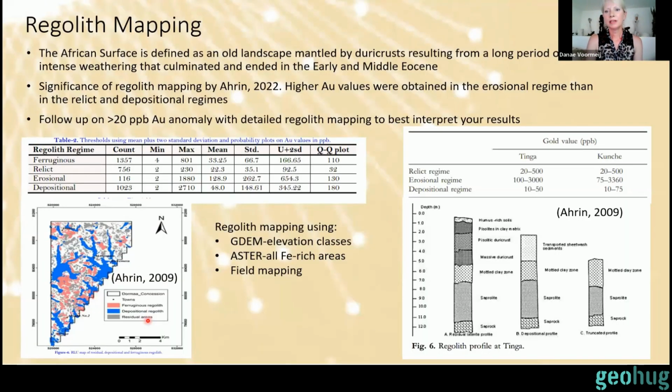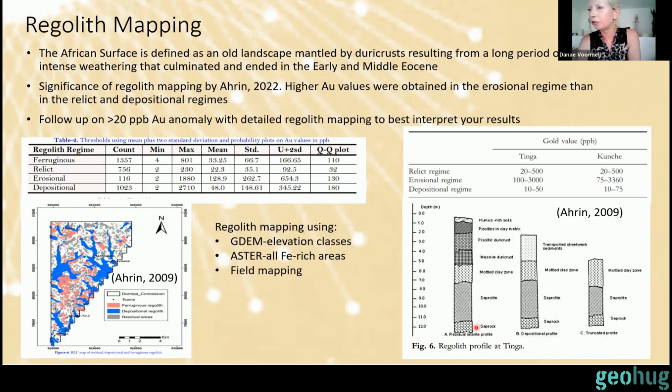Regolith mapping can be hugely beneficial in your interpretation of your soil geochemistry. This is an example here of regolith mapping, and it was done in 3 phases. What they did is they first used elevation to pull out all of the Duricrust capping. Then they looked at ASTER for all the iron-rich areas for laterite, and of course field mapping.